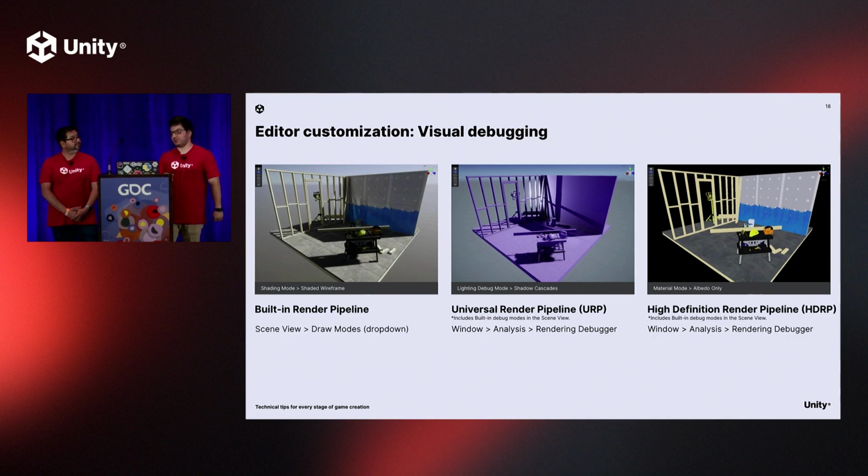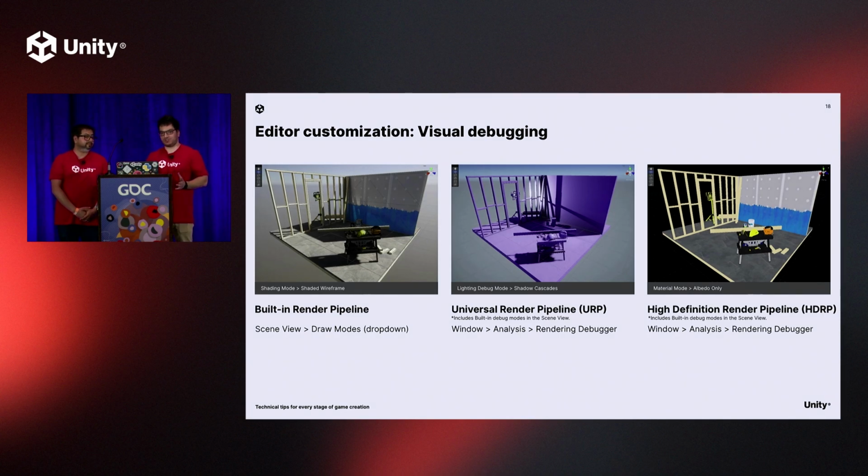Essentially, I'm going to talk about some of the tools that can let you see these problems and see how to fix them. So you're probably familiar with the drop-down that the scene view has and has had even in the built-in render pipeline that allows you to see different draw modes. For example, in the first screenshot, I just have a wireframe drawing on top of my shaded models, and that's in the built-in render pipeline.